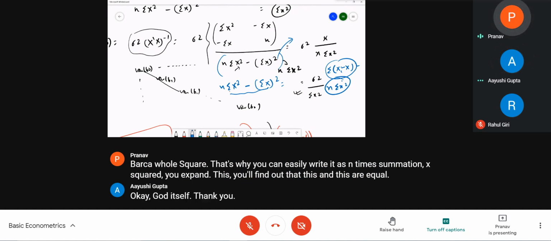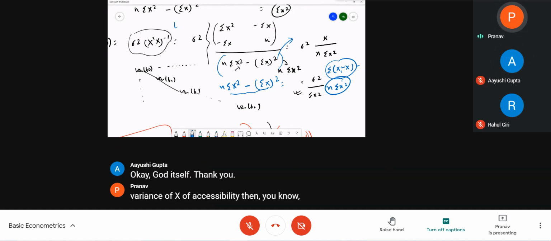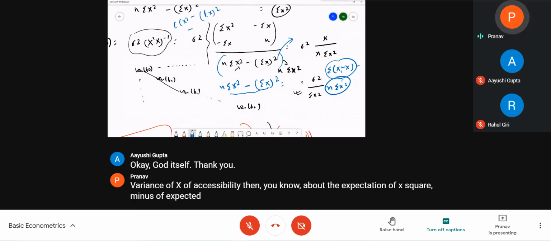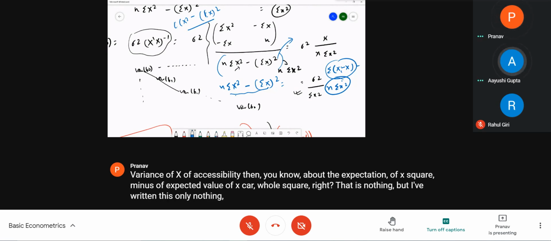You also write variance of X as expectation of X square minus the whole square of the expected value of X, right? That is nothing but what I've written, nothing else. Yes, got it.